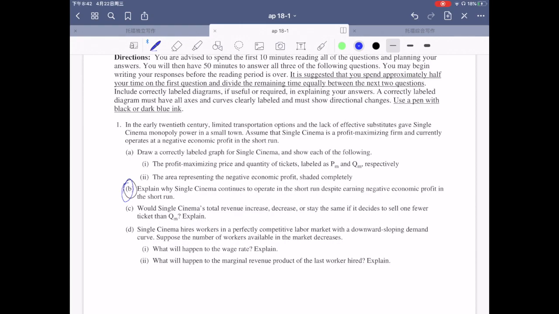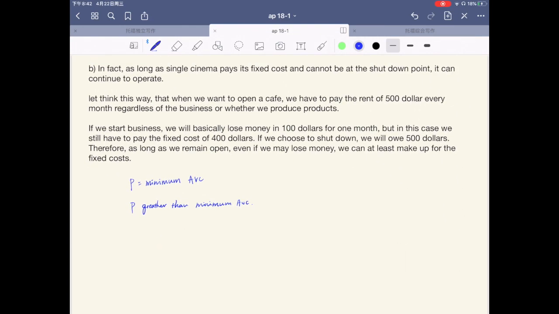We need to explain why the single cinema continues to operate in the short run despite earning negative economic profit in the short run. So the answer will be, in fact, as long as a single cinema can cover its variable cost and does not reach the shutdown point, it can continue to operate. So first we need to know that when price is equal to minimum average variable cost, that will be the shutdown point. But if the price is greater than that minimum, that will not be the shutdown point.